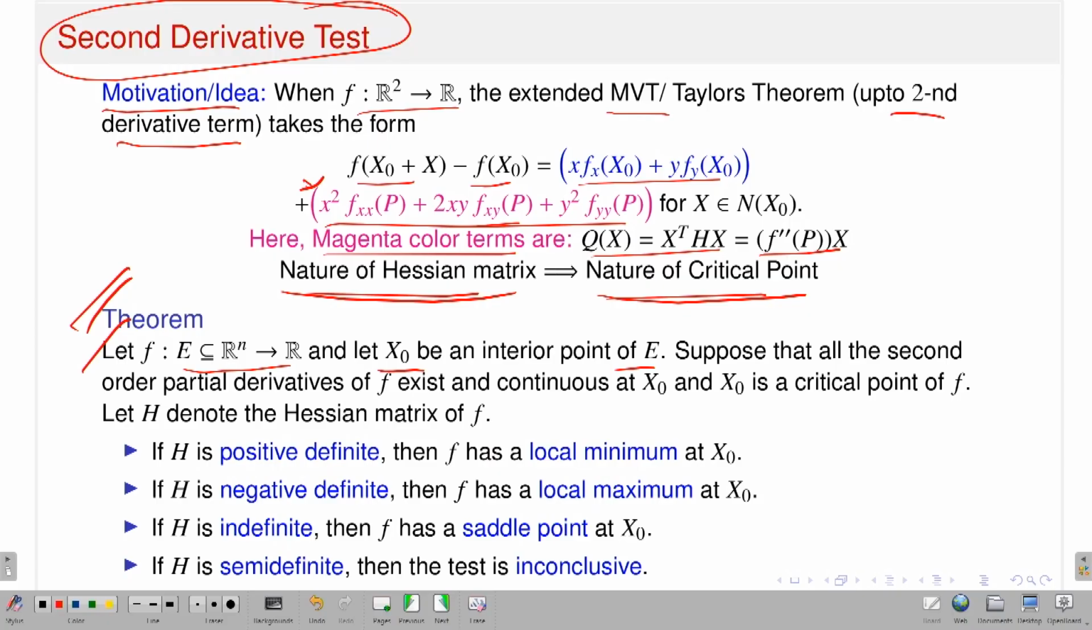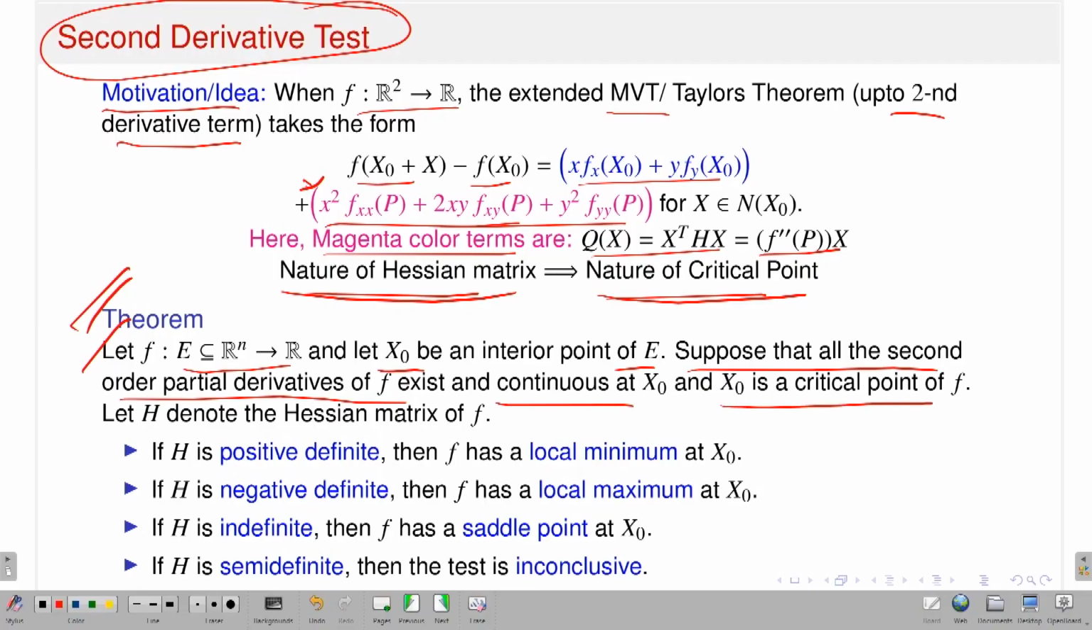Okay. Suppose that all the second order partial derivatives exist and are continuous at x naught. Once I assume that, you can guess the corresponding Hessian matrix is a symmetric matrix, because all the mixed partial derivatives exist and their values are equal, along with the fact that x naught is a critical point of f. Okay. So what are the things? I am starting with a scalar field, and an interior point x naught, assuming that all the second order partial derivatives of f at x naught exist and are continuous, along with the fact that x naught is a critical point.